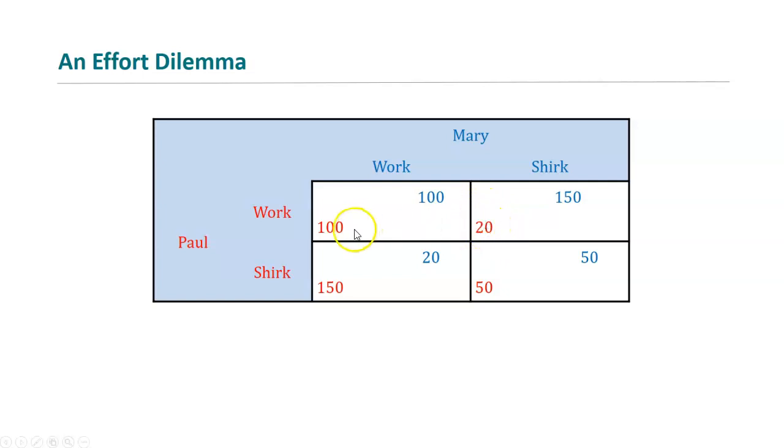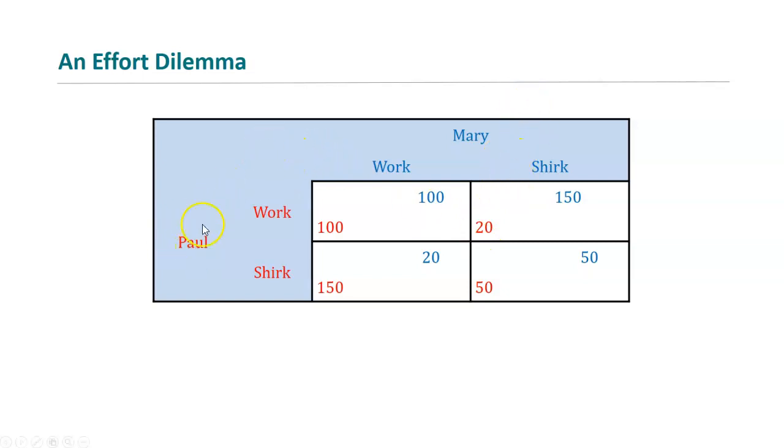So Paul's happiness goes down from 100 to 20 because Paul just had to do all this work for his grade and maybe didn't even make as good a grade as he would have if Mary had also worked hard and supported him and helped with the project, right? So Paul's really mad because he did all the work and got a little bit lower grade than he could have if Mary had worked with him, right?